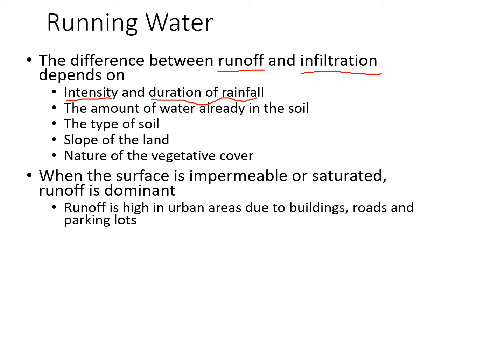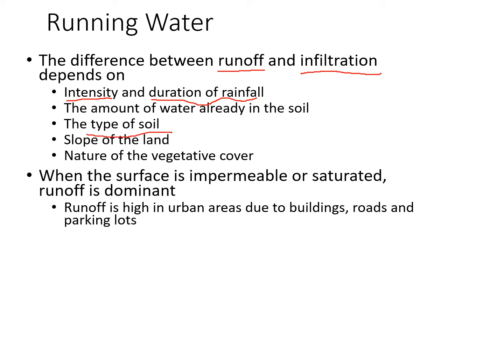But if you get a light drizzle, that'll just kind of coat the ground and slowly percolate downwards, and more of that will actually infiltrate rather than run off. So if you have heavy rainfall, then the surface will get saturated really quickly, and then most of that water will run off. Okay. If the soil's already saturated, then that means if it rains on that soil, most of that water will run off.